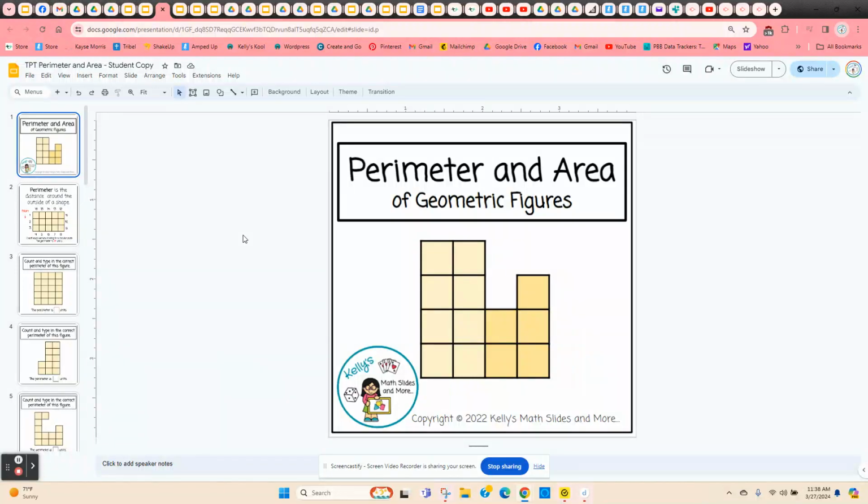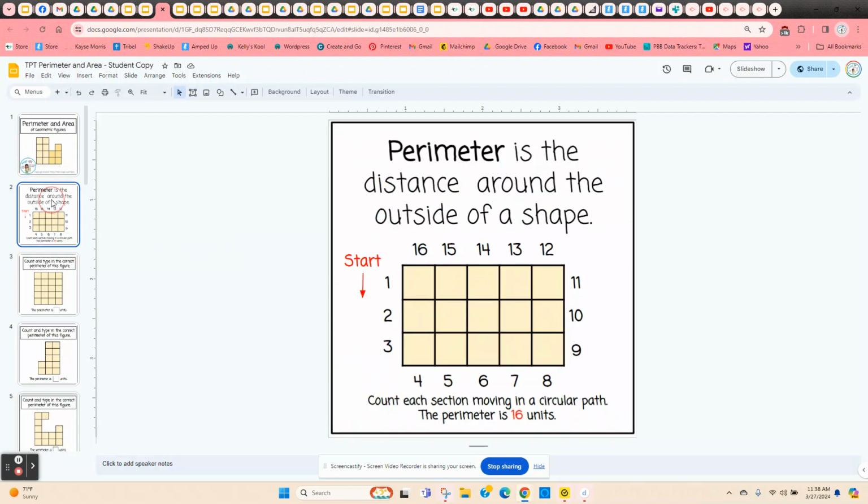Perimeter and area of geometric figures. This is a digital lesson, and it starts with perimeter. So one of the difficulties students have is learning how to count around the outside of a figure. So here it shows the students find a starting place, and they're just going to count each unit all the way around.